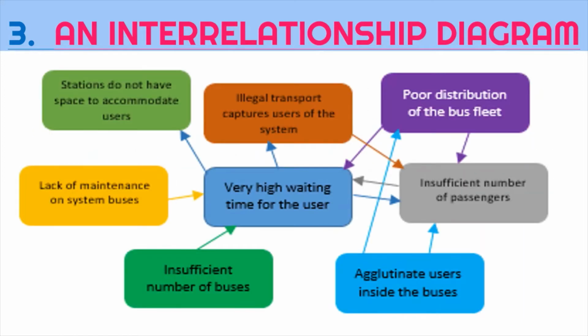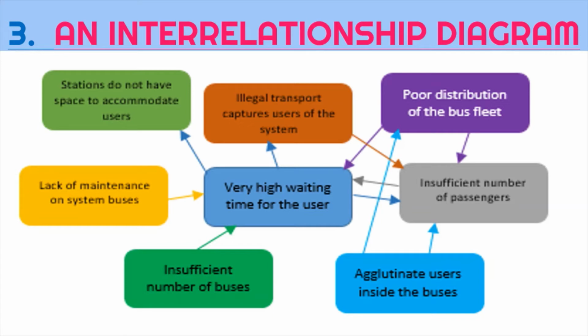This is an example of interrelationship diagram. We have here very high waiting time for the user. Related to stations that have space to accommodate users. We have also illegal transport capturing users of the system. And then insufficient numbers of passengers. And then insufficient number of buses. Poor distribution of the bus fleet. And then lack of maintenance of system buses.